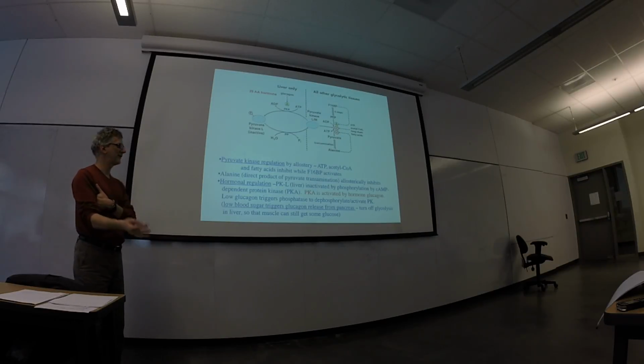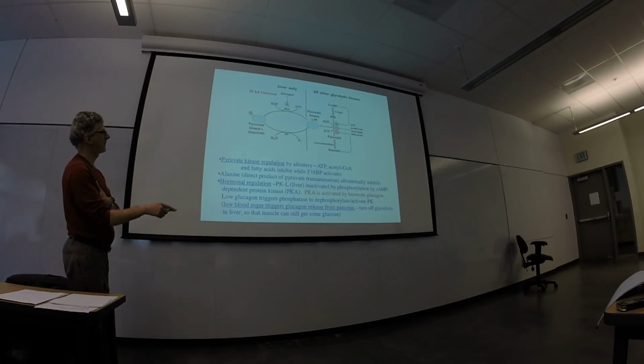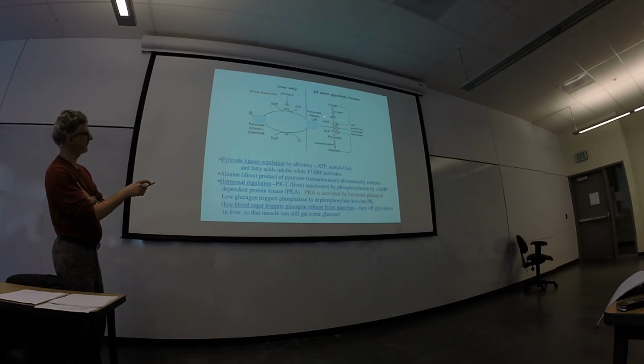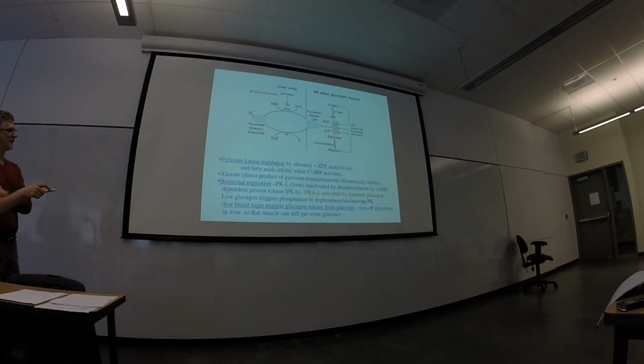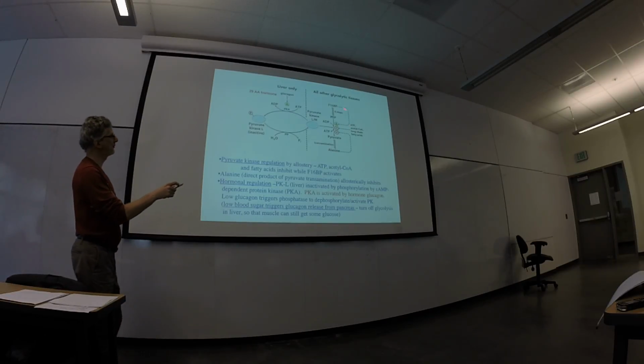Acetyl-CoA, yes. Citrate, yes. L and M stands for liver versus muscle, which I'll get to in a moment. So ATP inhibits, acetyl-CoA inhibits, fatty acids inhibit, right? So here, these three refer to this over here. Fructose 1,6-bisphosphate actually activates it.